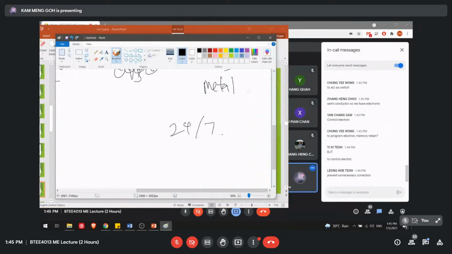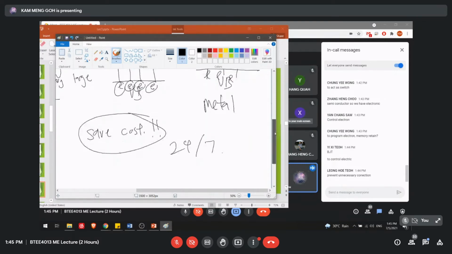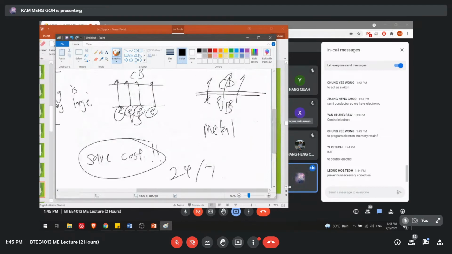In some circumstances, we need to limit the electron so that we can save the cost. In engineering, everything is about cost saving. Remember this. So we cannot just let the electric keep on flowing 24/7. We need to do something to control it. One of the good ways to control it is to use the semiconductor. When we need to use it, we only provide the energy, then it will work or function. Just like what your friend said, we have a semiconductor so that we can control the electron flow.